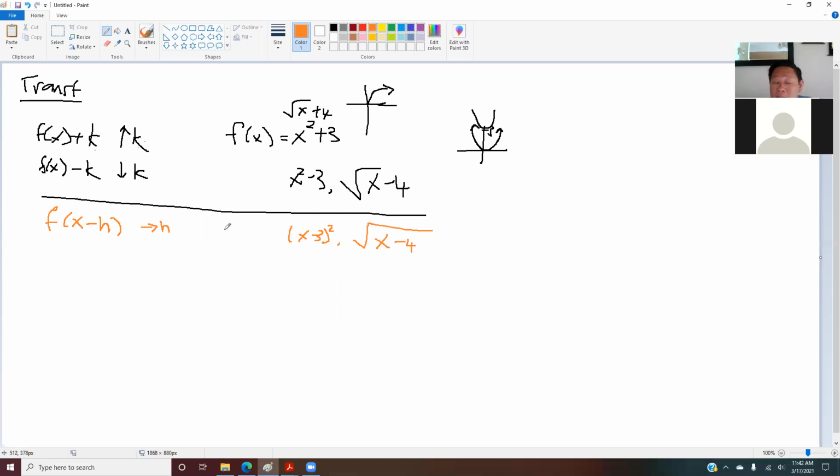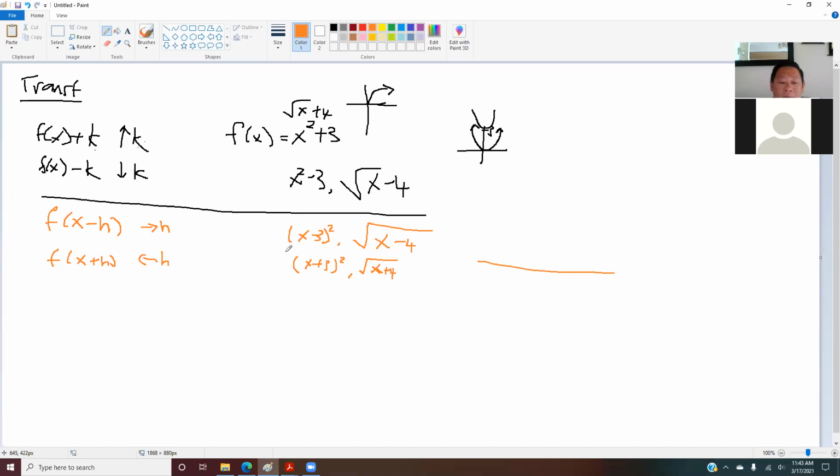So make sure you understand that if the number is inside the square root or inside the square, you're moving left or right. But if your number is outside, you go up and down. And the left and right changes. So if you have plus h, you move left. An example would be x plus 3 squared or square root of x plus 4.